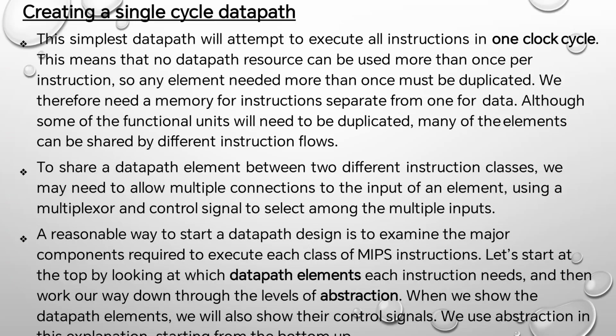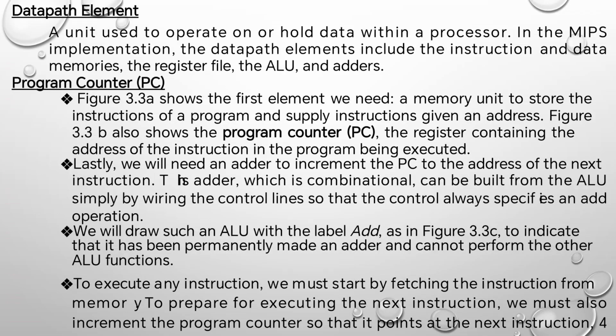A reasonable way to start a datapath design is to examine the major components required to execute each class of MIPS instructions. Let's start at the top by looking at which datapath elements each instruction needs, and then work our way down through the levels of abstraction. When we show the datapath elements, we will also show their control signals. We use abstraction in this evaluation, starting from the bottom up.